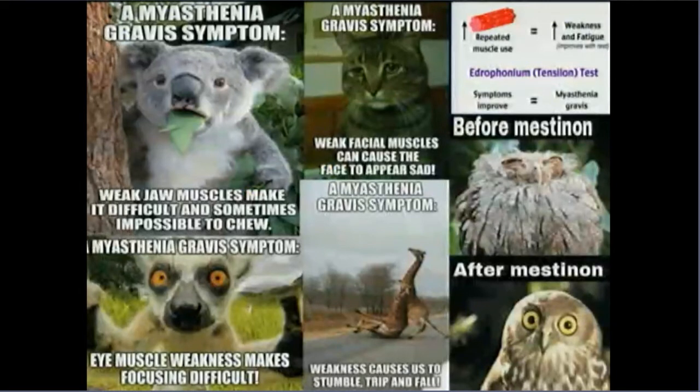Among the general features of myasthenia gravis that you have to clarify, the patient might have weak jaw muscles, which make it difficult and sometimes impossible to chew. Symptoms can be eye muscle weakness, which makes focusing difficult. Weak facial muscles can cause the face to appear sad, and you can see here that the patient might have proximal muscle weakness. But it is not essential to have the systemic manifestations of myasthenia gravis before the lid manifestation, so you might have isolated myasthenia gravis involving the eyelid.